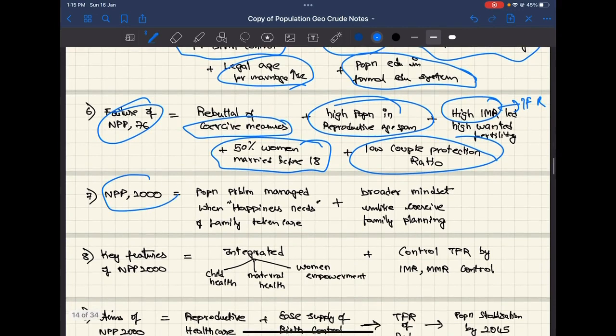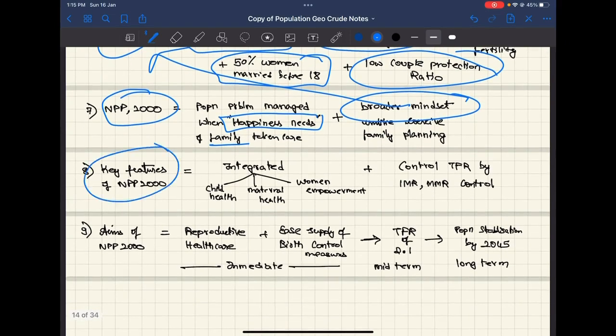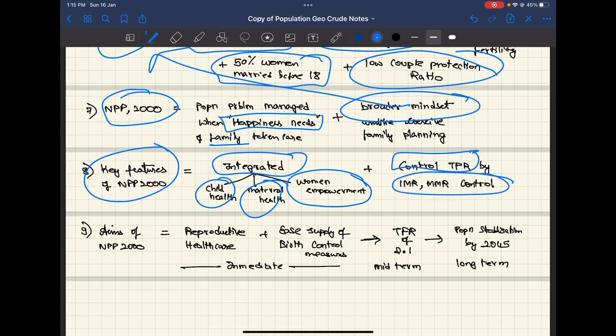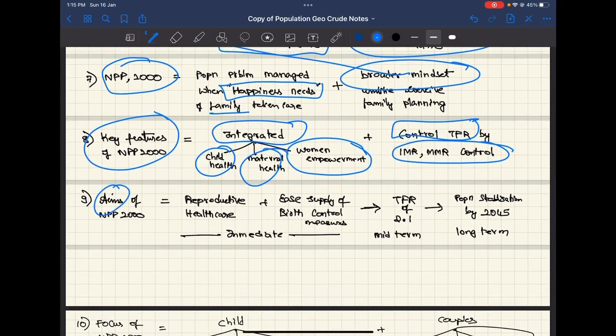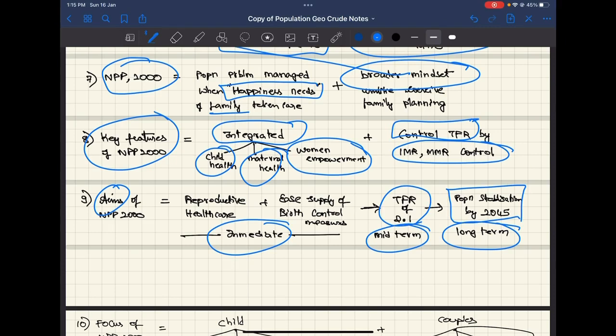In this backdrop came NPP 2000. It wanted to manage the happiness needs of the family, and it was much broader in mindset than NPP 1976. So the key features are it integrated child health, maternal health, and women empowerment, and it wanted to control TFR by controlling IMR and MMR. So it had the following aims: the immediate aims, midterm aims, and long-term aims. Long-term is to stabilize population by 2045. Midterm is to maintain the TFR of 2.1. Immediately, they want to take care of reproductive health care and supply of birth control.